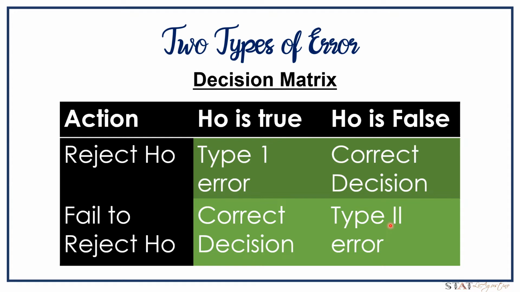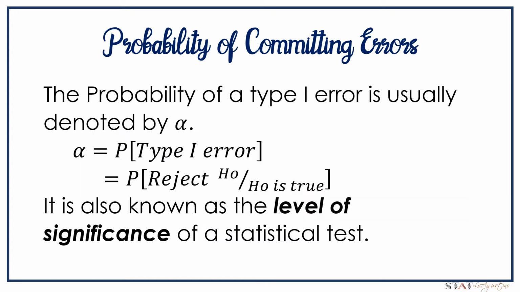So that's the two types of error, the type 1 and the type 2 error. A type 1 error is when you reject H0 when H0 is true. A type 2 error is when you fail to reject H0, but in reality H0 is false. So that's the two types of error.